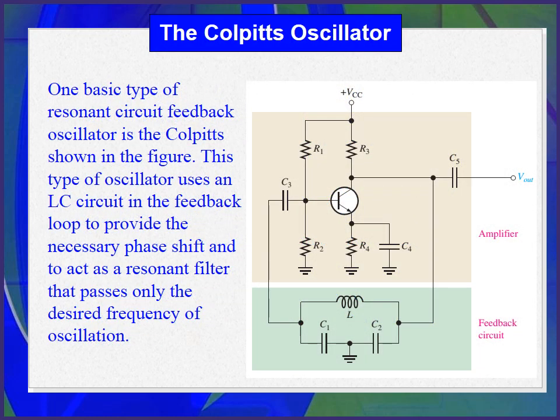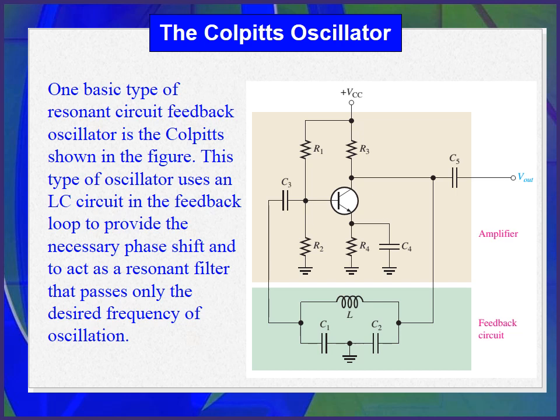First we are going to see about the Colpitts oscillator. So one basic type of resonant circuit feedback oscillator is the Colpitts oscillator. In this type of oscillator we use an LC circuit in the feedback loop to provide the necessary phase shift and to act as the resonant filter that passes only the desired frequency of oscillation.